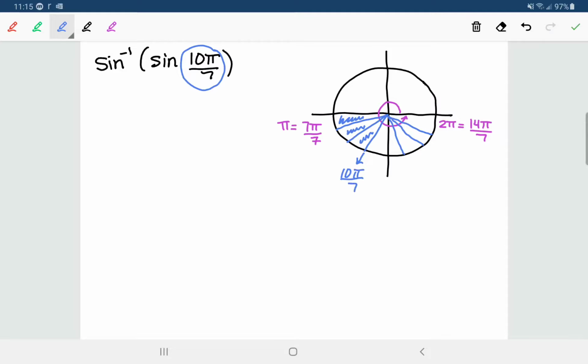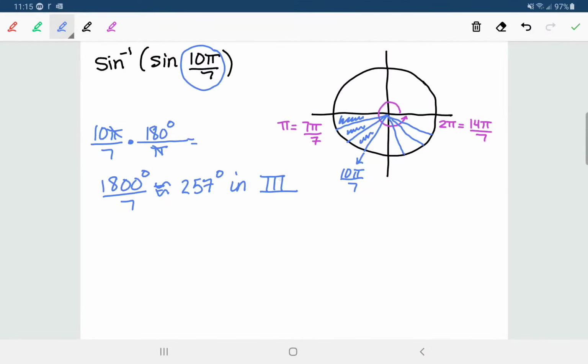Now, if you don't like that methodology, you can also just convert the radians into degrees. So to do that, we would have to multiply by 180 degrees over pi. The pi's would cancel. We'd get 1800 degrees divided by 7. And using our calculator, we would get approximately 257 degrees. Okay. And we also know that this lives in quadrant 3. Okay, so now we've established where this angle lives.